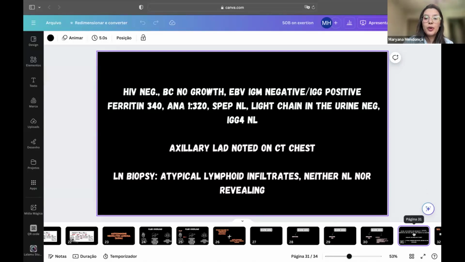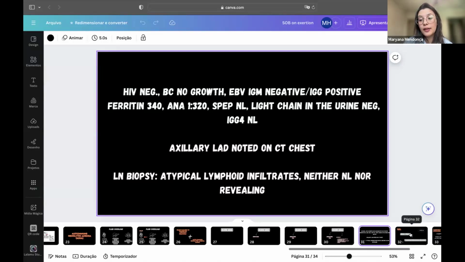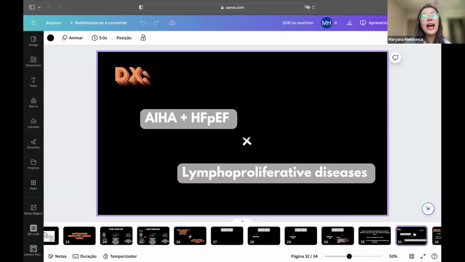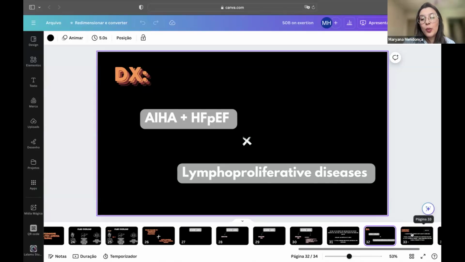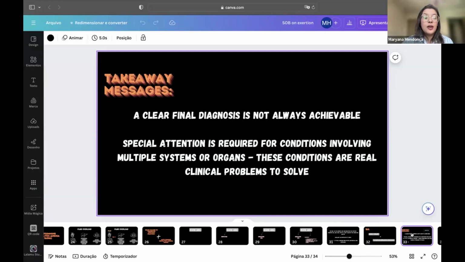So they were planning to repeat the scans once the patient was feeling better. But until this case was presented, we didn't have a final diagnosis. We could have autoimmune hemolytic anemia associated with heart failure or a lymphoproliferative disease that still needs to be investigated, like deeper investigated.